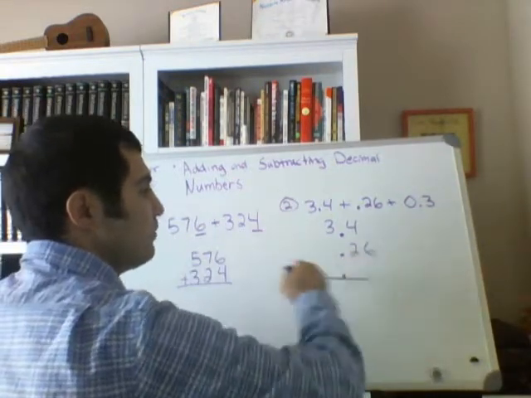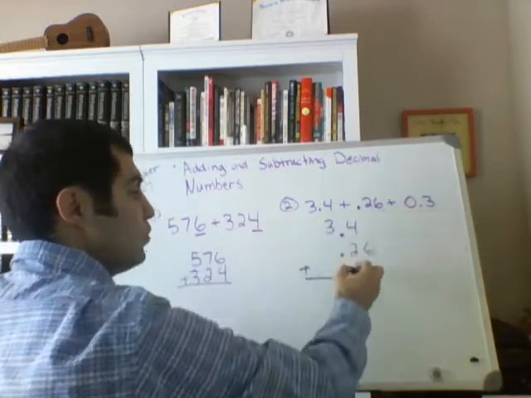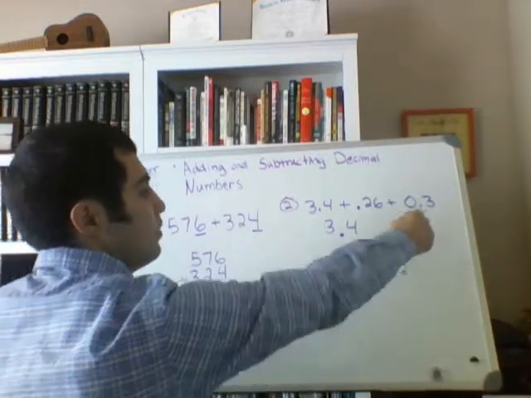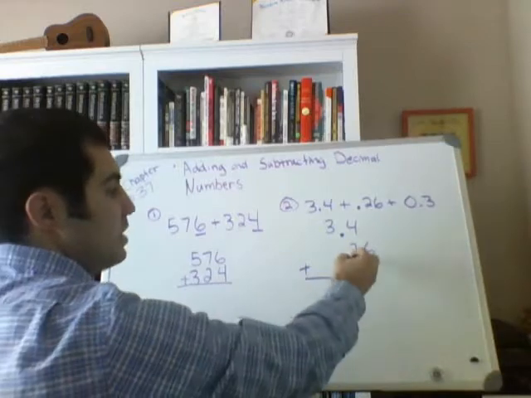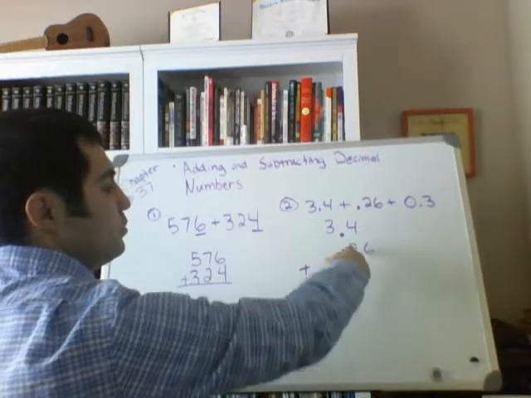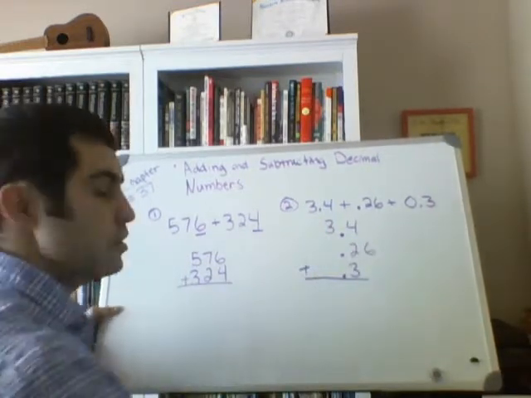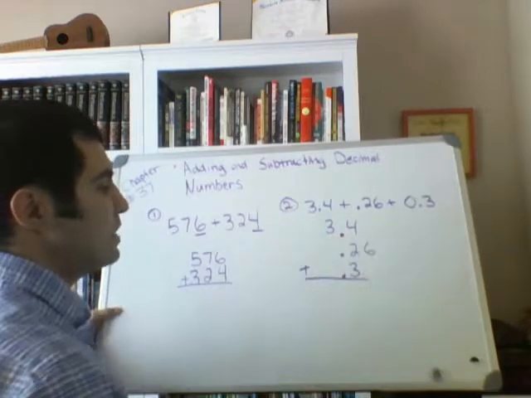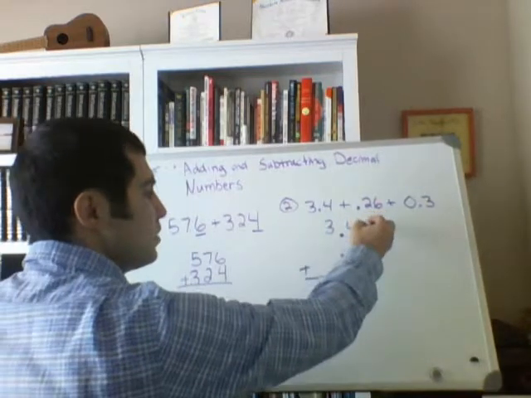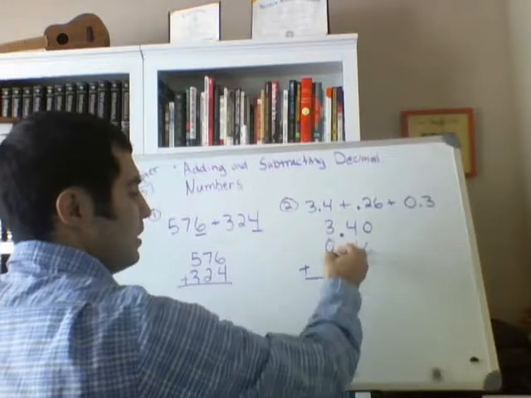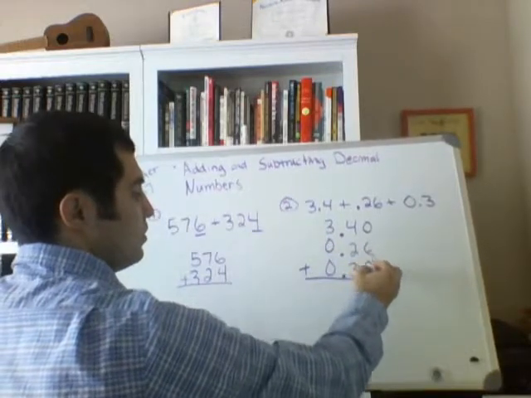You wouldn't want the 2 to be floating around over here. Same with this one, you wouldn't want the 3 to be floating around over here. You'd want 3, since it's in the tenths spot, directly below the 2 and the 4 because all three of those numbers, 4, 2, and 3, are all in the tenths spot. If you want to add some zeros to help you, that is permissible.